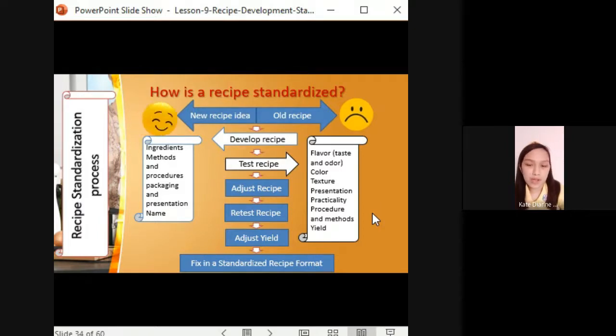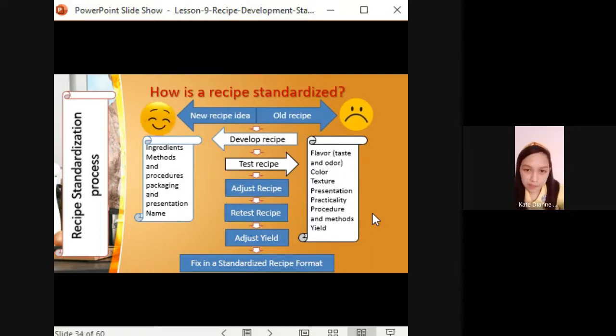So after nun, magre-retest tayo. Kung dinagdagan mo na, for example, more salt na yung nilagay mo, re-retest mo ulit yon. Okay ba to o mas okay yung nauna? Again, i-adjust mo ulit yon. For example, mas dadagdagan mo naman yung sugar sa tocino. Mas okay ba yon? So, i-retest ulit, retest the recipe.